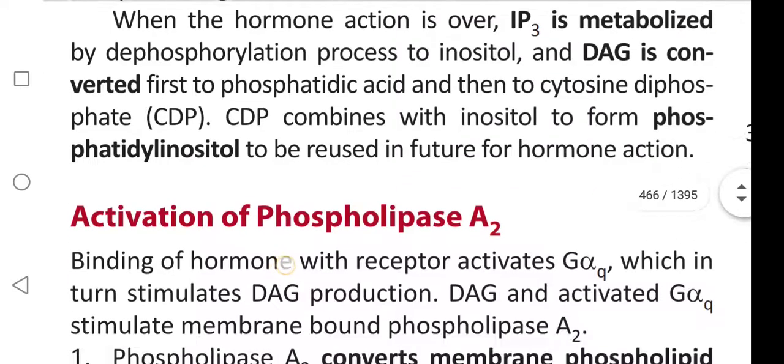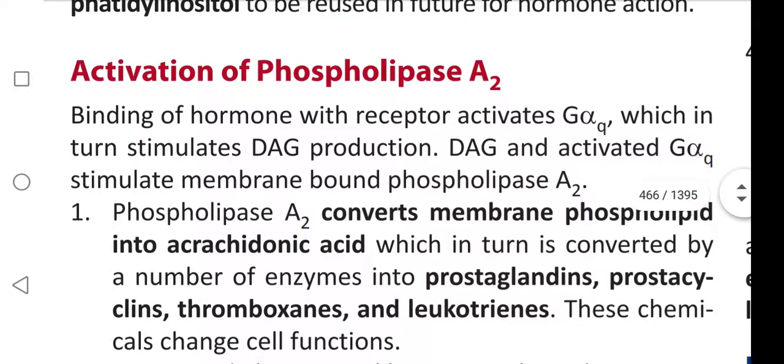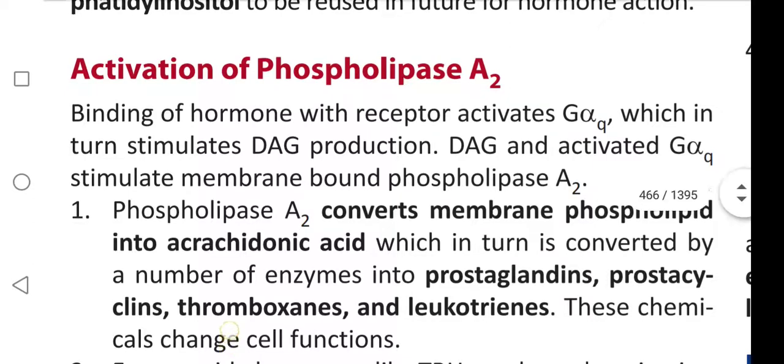activation. Phospholipase A2. Binding of hormone with receptor activates the G alpha Q, which in turn stimulates the diacylglycerol production. Diacylglycerol and activated G alpha Q stimulate membrane-bound phospholipase A2.